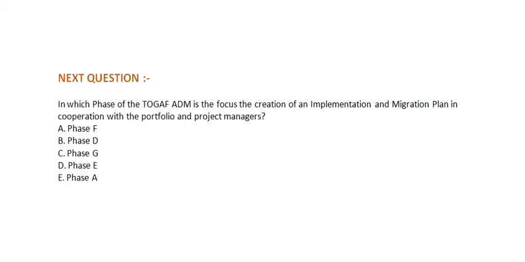Next question is, in which phase of the TOGAF ADM is the focus the creation of an implementation and migration plan in cooperation with the portfolio and project managers? Option A, phase F. Option B, phase D. Option C, phase G. Option D, phase E. And option E, phase A. The correct answer is option A.